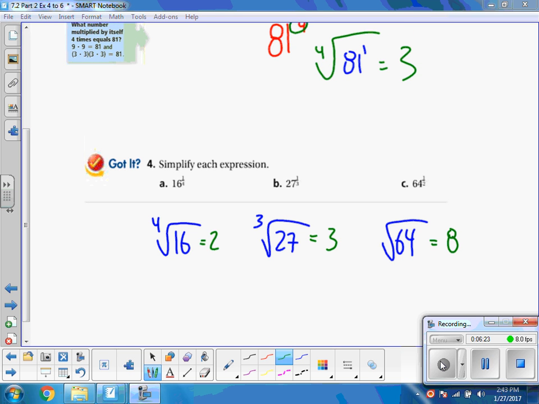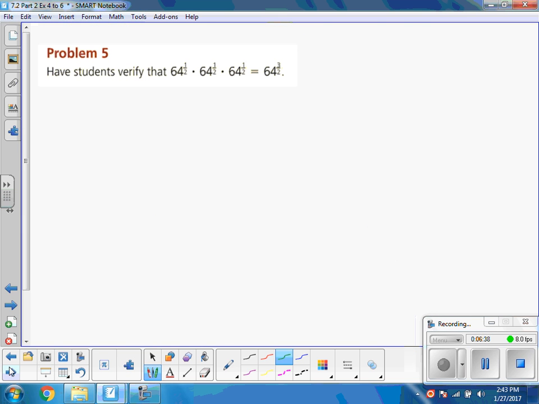All right. The fourth root of 16 is 2, the cube root of 27 is 3, and the square root of 64 is 8. Now notice I didn't put a 2 here, because we usually don't write that. Certainly there, you could put a 2 there, but eventually you're not going to want to do that, because that's not a notation we have.